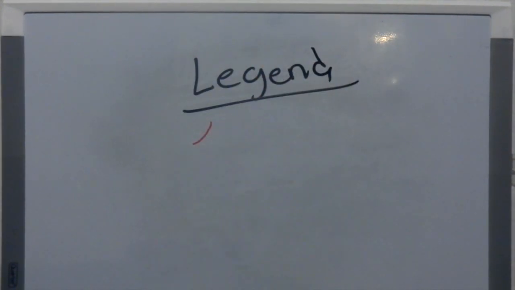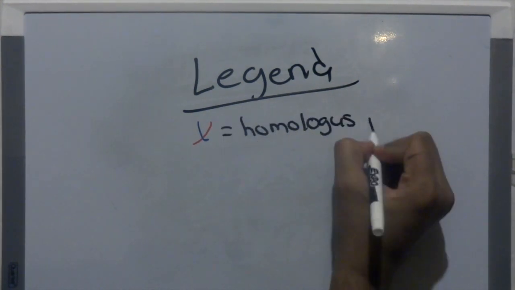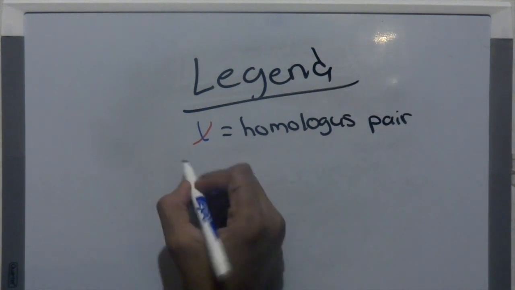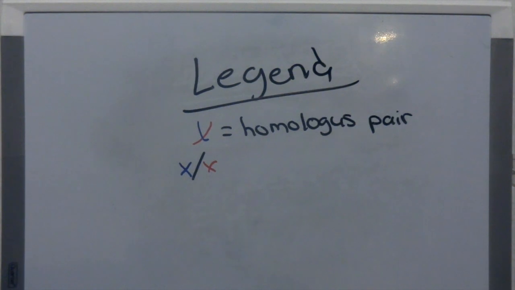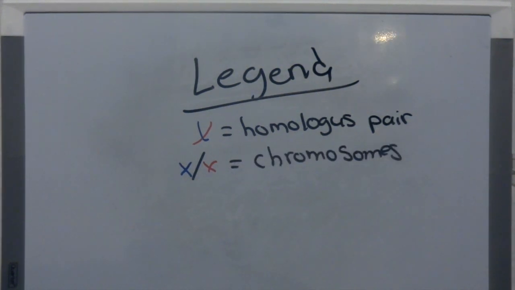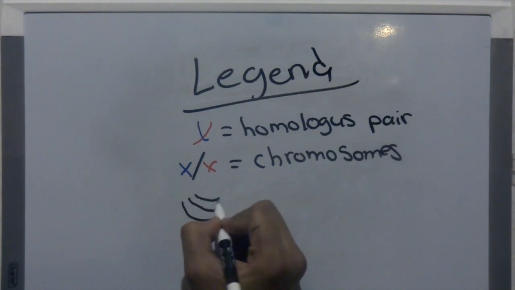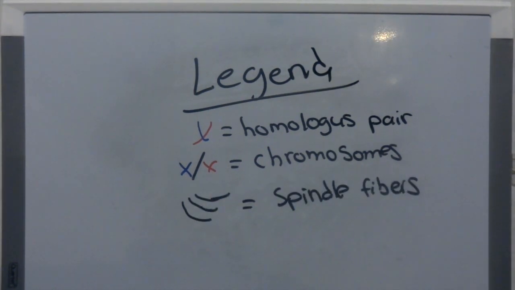So we'll start off with the legend. The first thing we have on our legend is our homologous pair. The next thing is chromosomes. The third thing is spindle fibers. And the last thing is also centrioles.